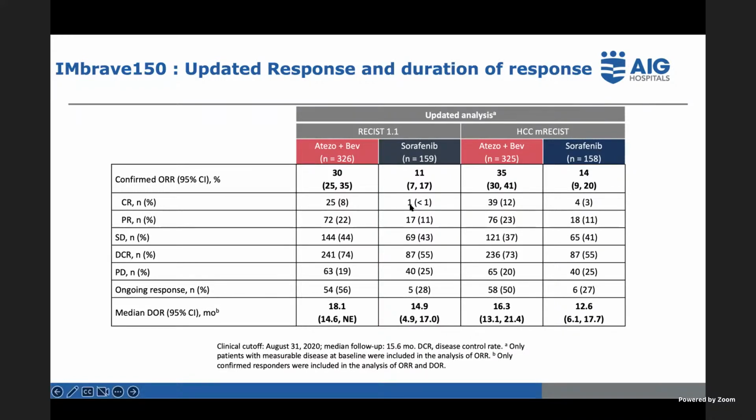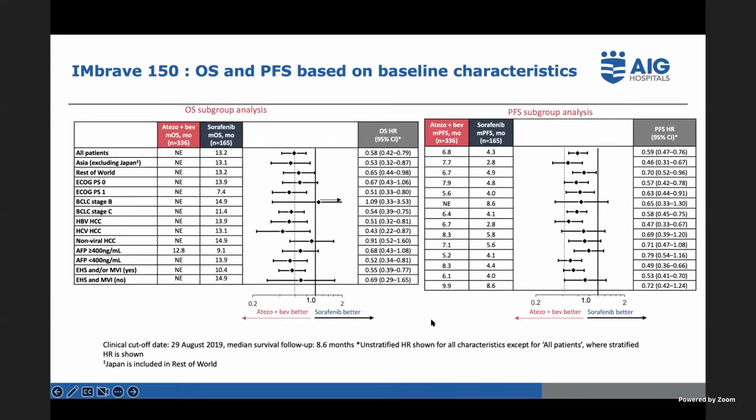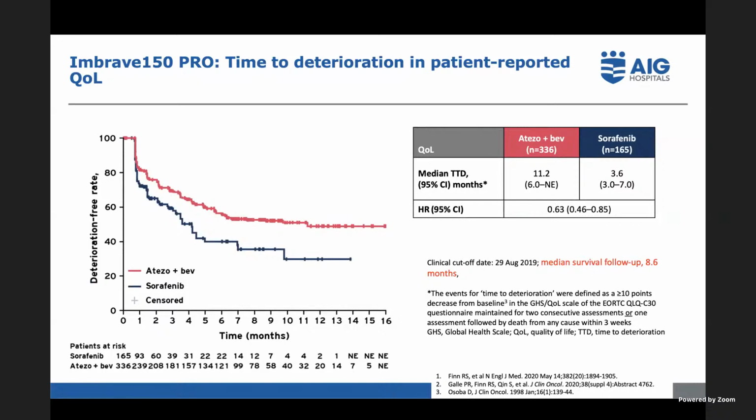Coming to the response and the duration of response, if we see, there was a significant percentage of patients who had a stable disease when you compared with the RECIST 1, and almost similar with the mRECIST. But there was an ongoing response, and the median duration of response was significantly more in the atezo-bevar group when compared to the sorafenib arm. Also, they tried to analyze the overall survival and the progression-free survival based on the baseline characteristics, and they found that there were some parameters, the people who did not have extrahepatic spread had a slightly better survival when compared to those who had spread.